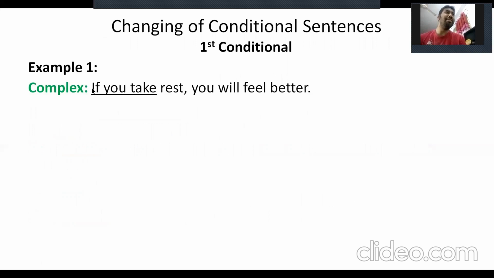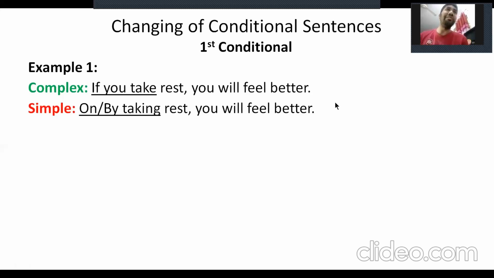In the first conditional sentence, in the complex form, we have present tense with the subordinating conjunction if. To make the sentence simple, we need to drop this subordinating conjunction if from the complex form and use by plus verb plus ing structure. As I have said, if the first conditional sentence is in affirmative structure, then we use by plus verb plus ing to make it simple. So by taking rest, and write the next part of the sentence as it is. So by taking rest, you will feel better.